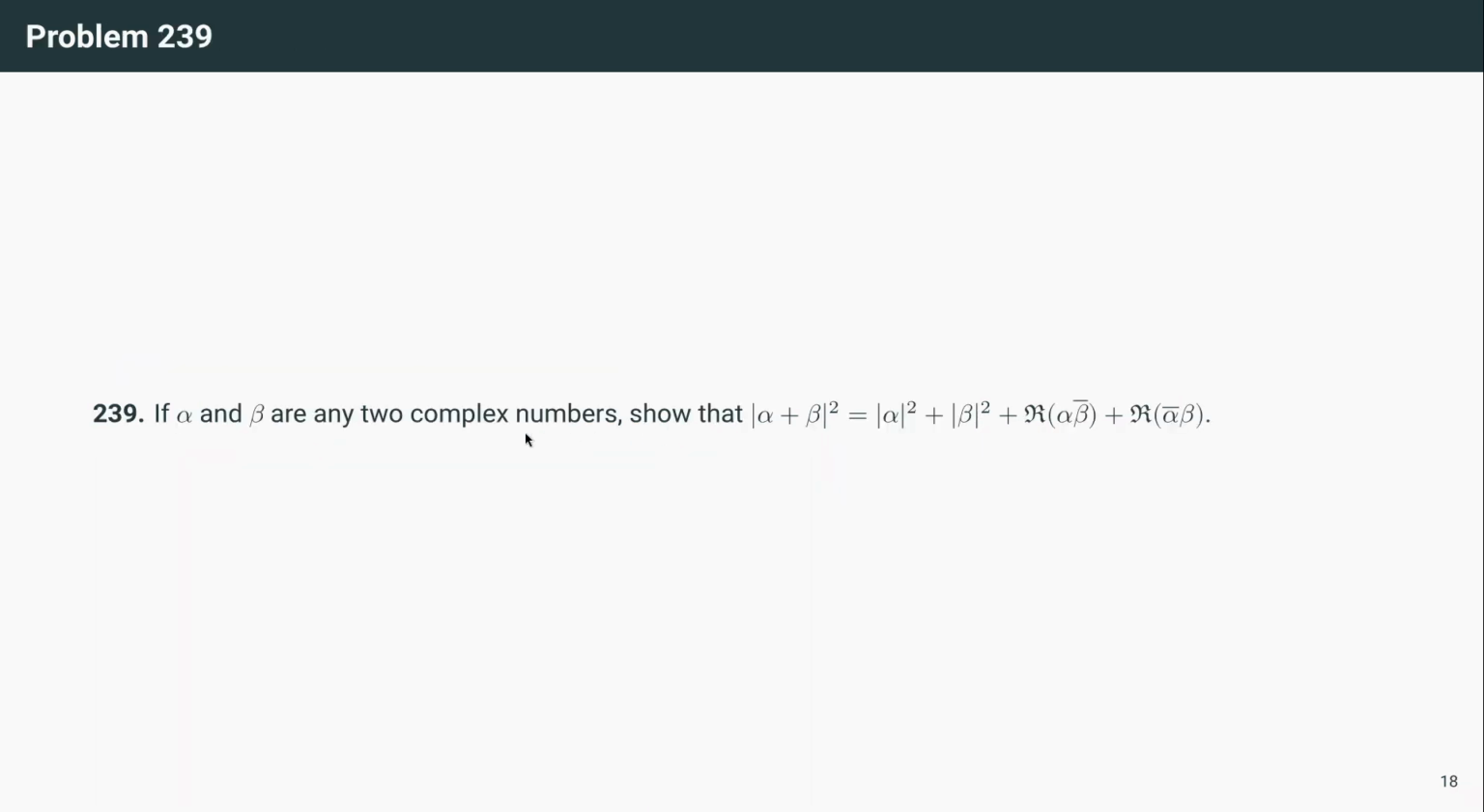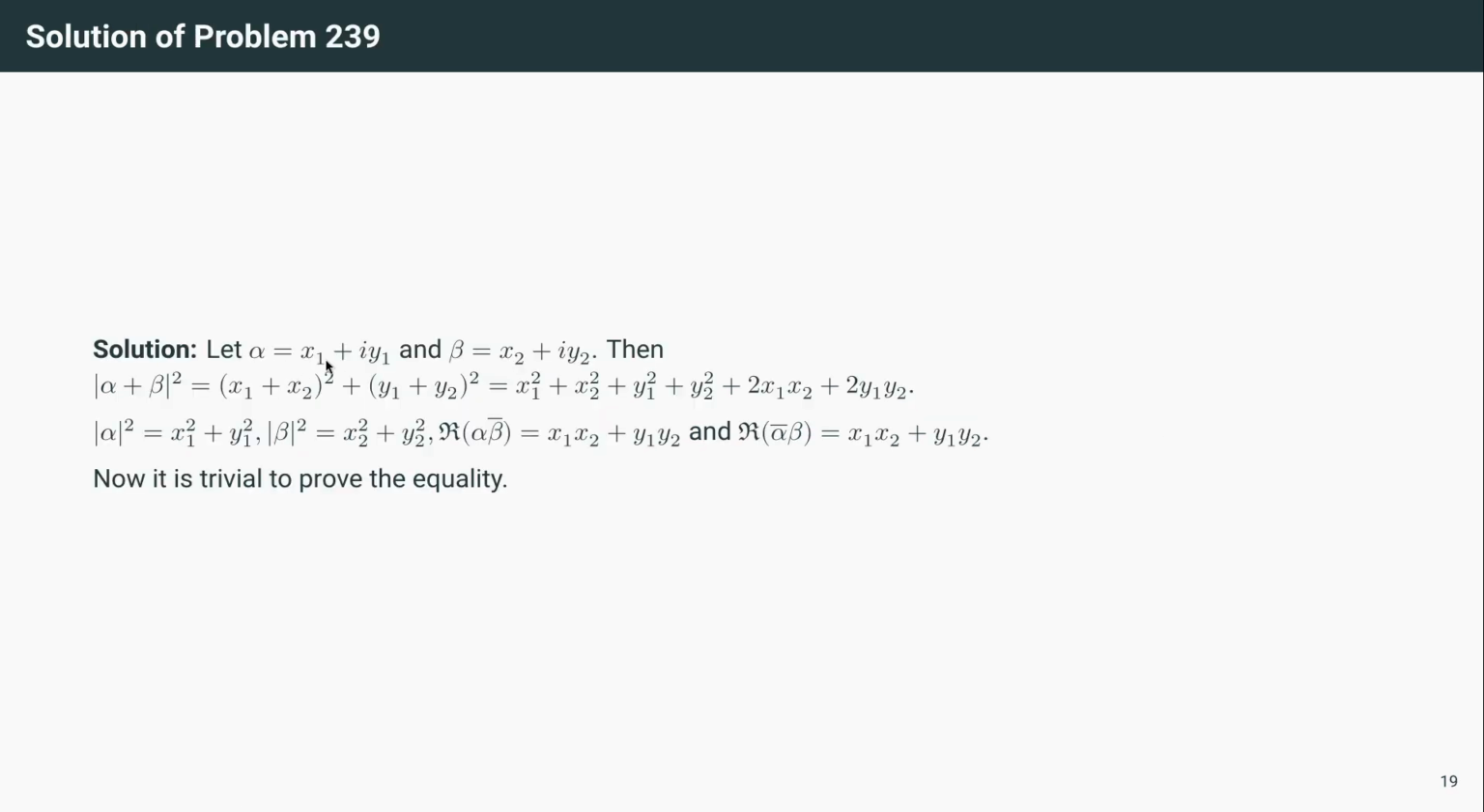Question 239 says that if alpha and beta are any two complex numbers, show that |alpha + beta|² = |alpha|² + |beta|² + real part of alpha beta bar + real part of alpha bar beta. So we let alpha as x1 + iy1 and beta as x2 + iy2. Then |alpha + beta|² = (x1 + x2)² + (y1 + y2)². It is nothing but x1² + x2² + y1² + y2² + 2x1x2 + 2y1y2.